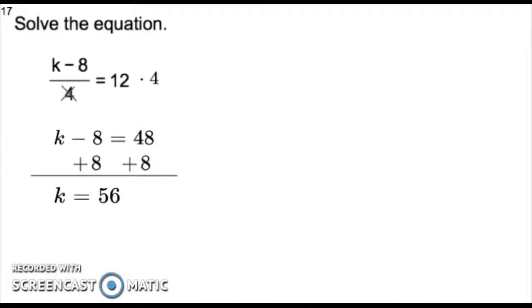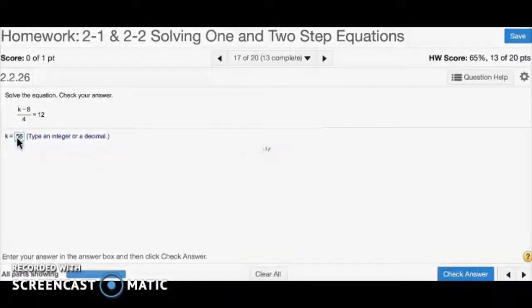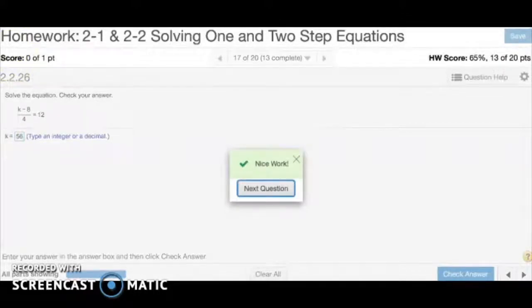So the answer for number 17 is going to be 56. Let's type it in. So type in the 56. And that's the answer for number 17.